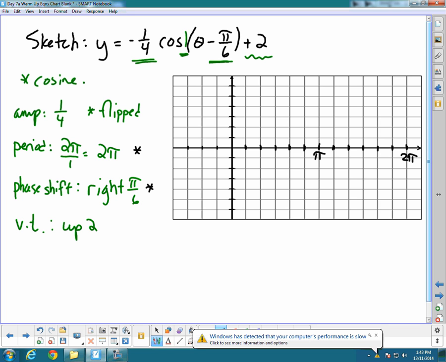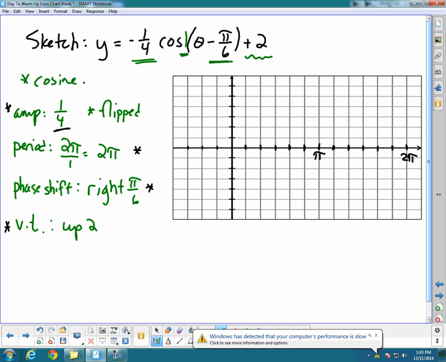I also have to pick my y values. The amplitude here is pretty small. It's only 1/4. So if I pick something like 1, 2, 3, a quarter is going to be pretty tiny on my screen. So that's not going to be appropriate. I want to pick something that's reasonable. But I also have to notice that I'm moving up 2. So I can't do something like this.